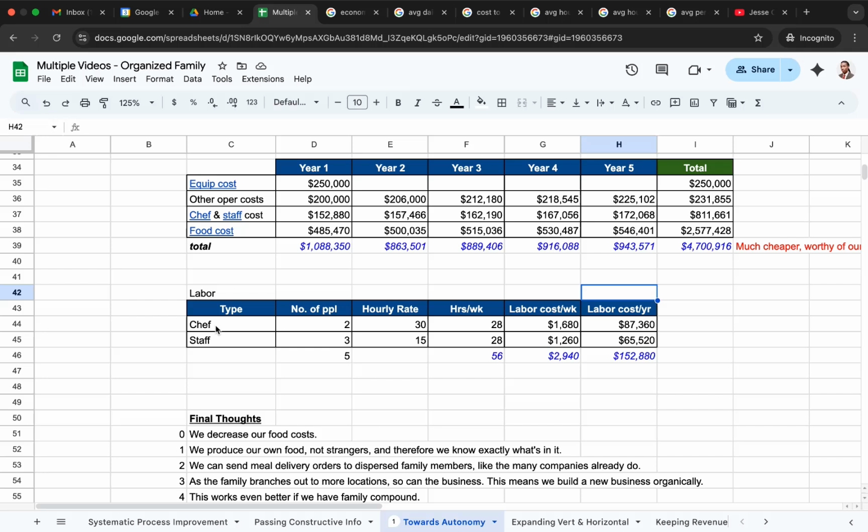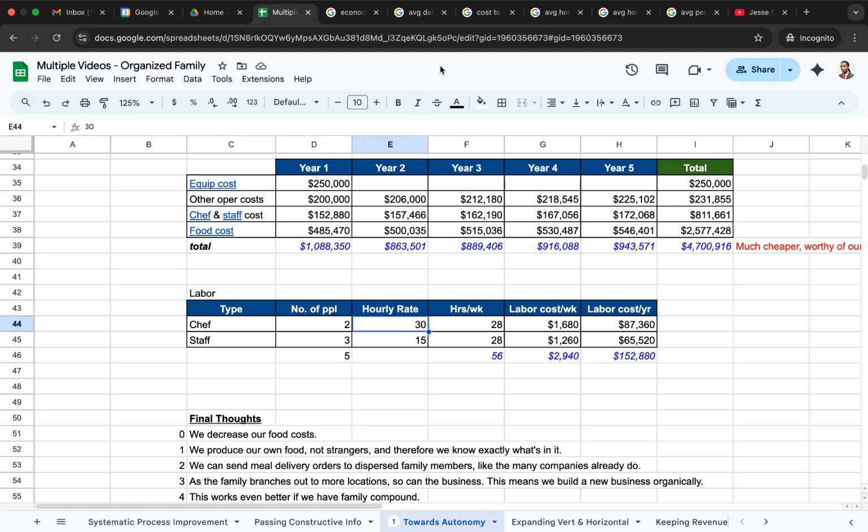So as far as the position of chef, I think we will need 2 chefs. We will want more than one to be on the safe side. So let's assume that we're going to have 2 chefs, and let's assume that we're going to have 3 staff members helping those 2 chefs for a total of 5 people that we need working in this kitchen.